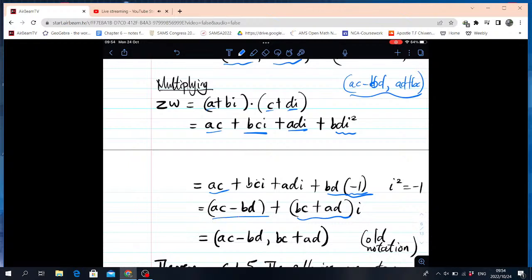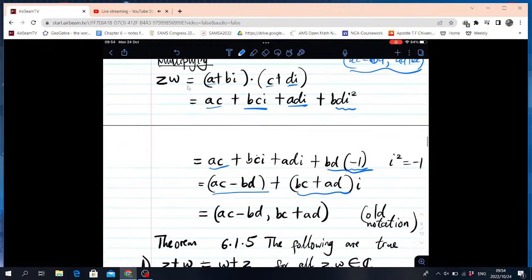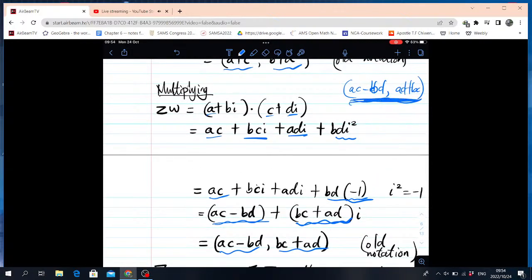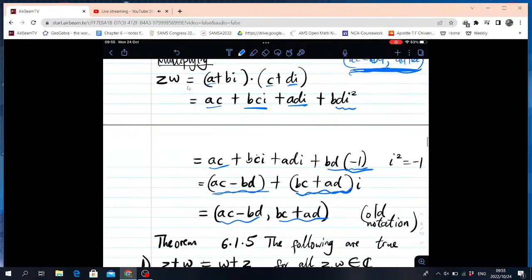And then from the old notation, we know that if we get something like this, then we just take the real part there, and that will be our first component, and then we take the imaginary part, that will be our second component, and that will be the old notation. But that is what we would have expected from the definition that we are given. So in other words, this new notation is consistent with the old notation. So we can sort of discard the old notation and continue with this new notation.